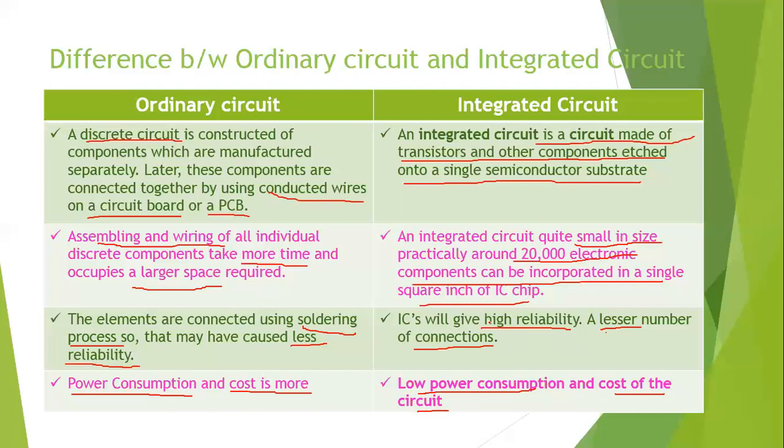Hence, these are the points or the advantages that we consider for why we go for an integrated circuit compared to the ordinary circuit. The only drawback in these circuits is that whenever any one of the components in the IC is lost, the complete IC has to be replaced, whereas in an ordinary circuit, the particular component will be replaced. That is the drawback we have in the integrated circuit. So this is the difference between an ordinary circuit as well as an integrated circuit.